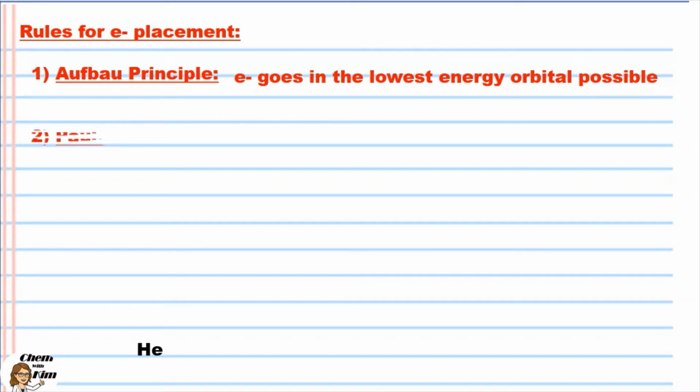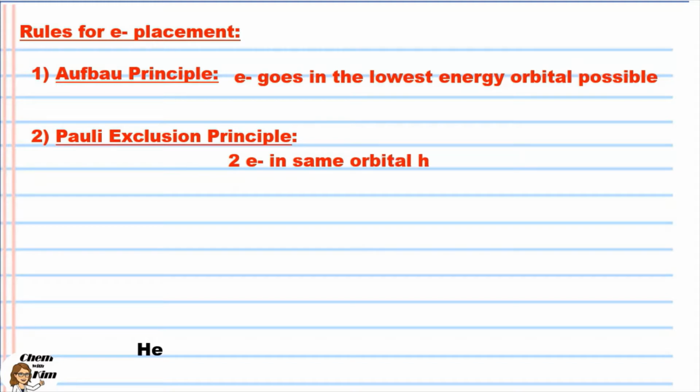The second rule is called the Pauli exclusion principle. And this rule says that if two electrons are in the same orbital, they're going to have opposite spins. So if one is spinning up, for example, the other electron in the orbital has to be spinning down. They're going to spin opposite each other.